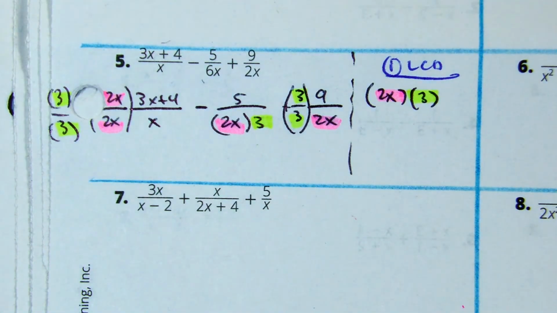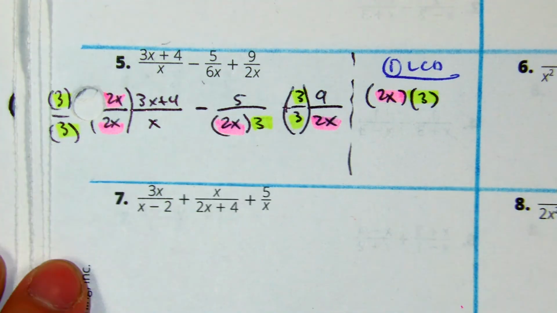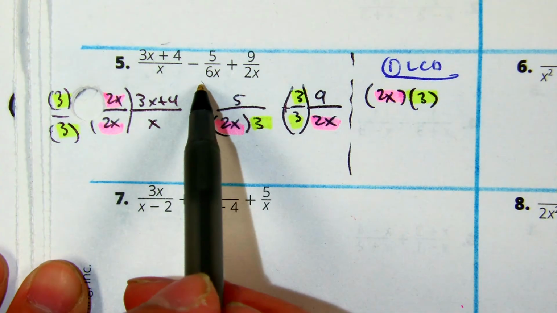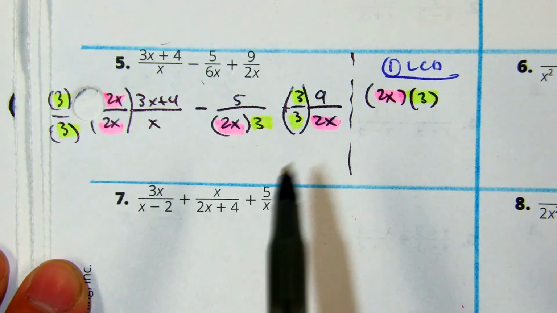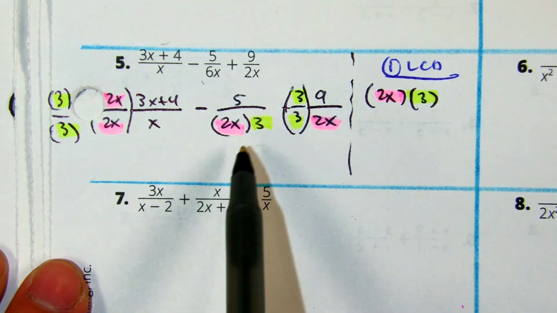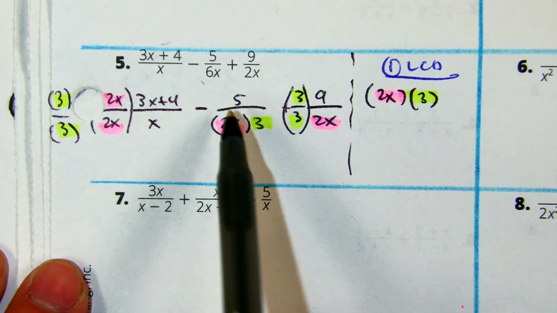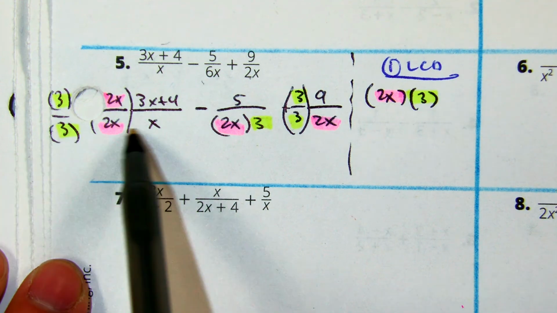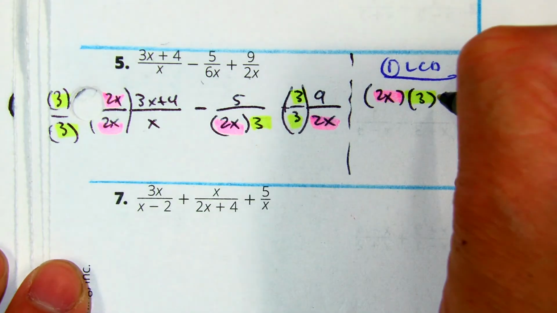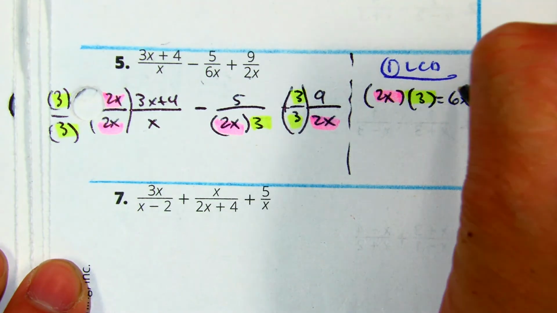Okay, so what are we trying to get here? We're trying to get all of them essentially to have a 6x. The lowest common denominator for all of these is 6x. And to help us find that 6x, I kind of showed you that these two had a 2x, this one didn't. So now if you multiply all of those, they all have a 6x. So our LCD is a 6x.